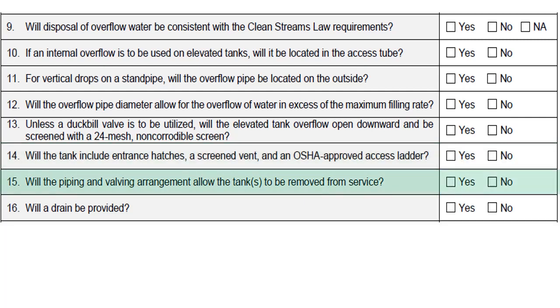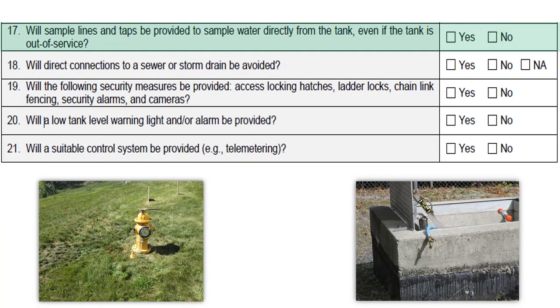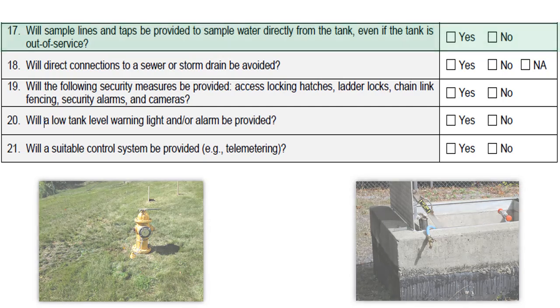All piping and valving should allow the tank to be removed from service when necessary, as tanks may need to be taken offline for cleaning, inspection, and repairs. Tank drains should be provided in order to empty the tank as needed. Sample lines and taps should be provided to sample water directly from the tank even when out of service to ensure an accurate and representative sample of the water within the vessel.